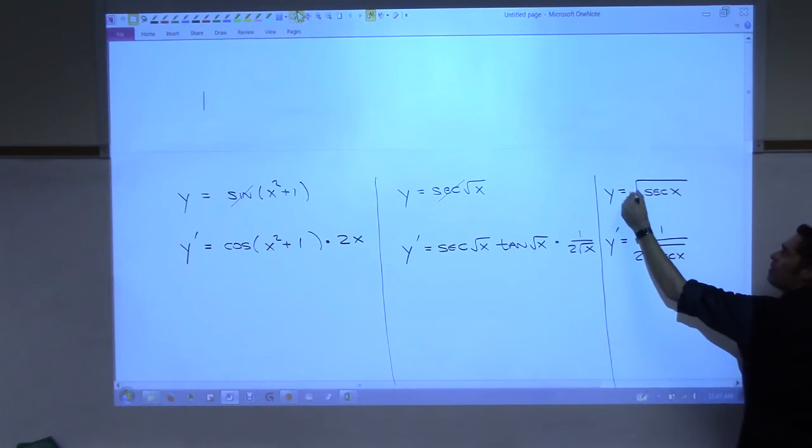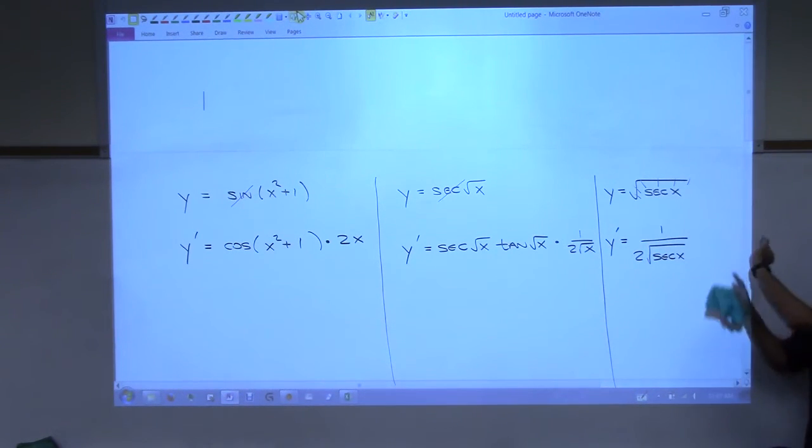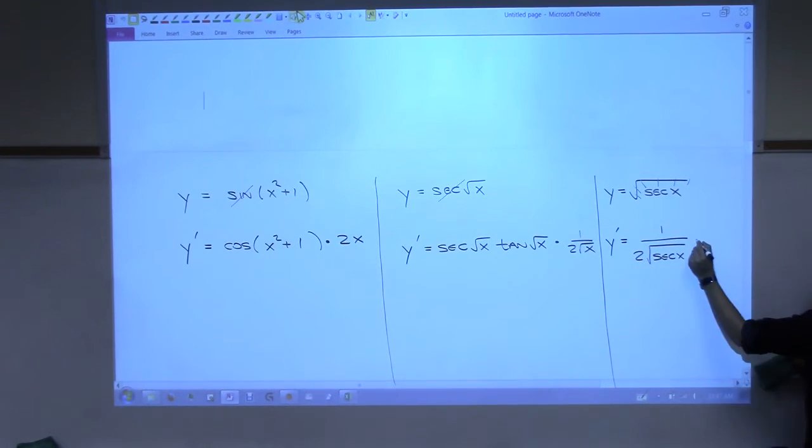I'm done with the outer layer. The outer layer is the root, right? I'm crossing out the root. Go inside, what's the next layer? Secant x, and I tack that on here. What's the derivative of secant x? Secant x tangent x.